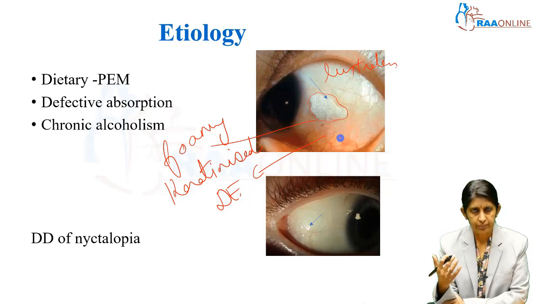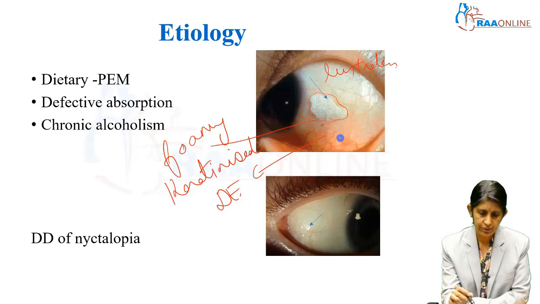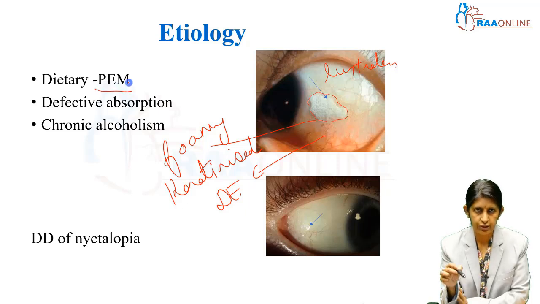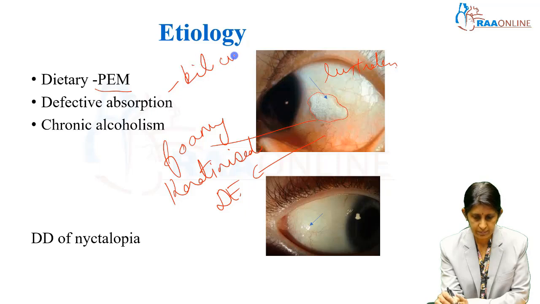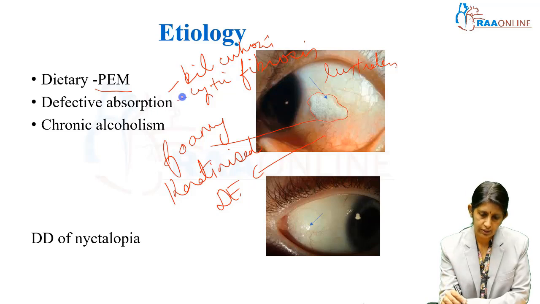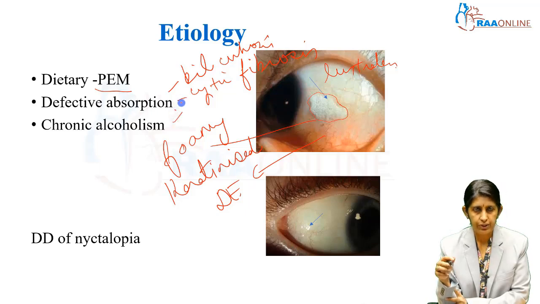So what are these risk factors that we're going to think of? One of the most common things is a dietary deficiency. This dietary deficiency can arise because of protein energy malnutrition. Defective absorption can also play a part. Defective absorption particularly occurs in diseases such as biliary cirrhosis or cystic fibrosis, or it can also occur in chronic alcoholism. So these are all features where there can be poor absorption of vitamin A.